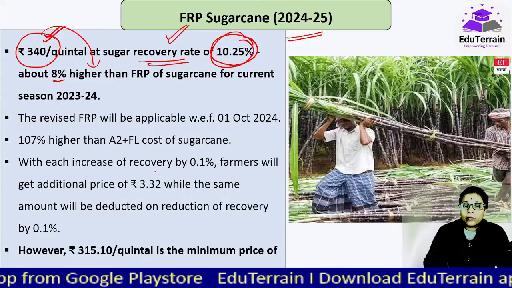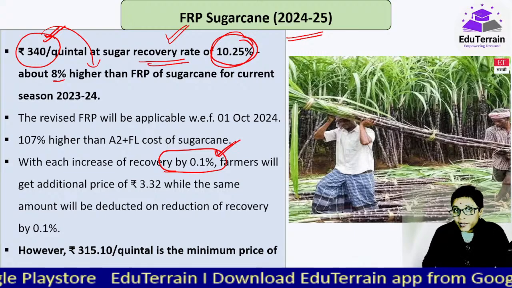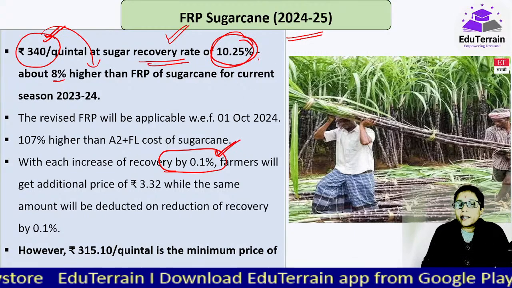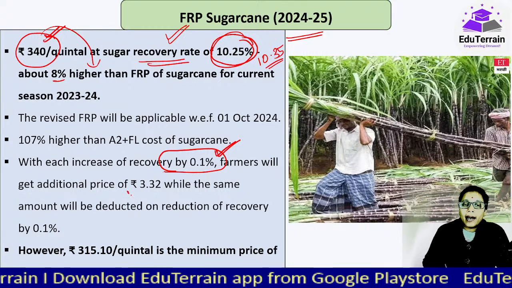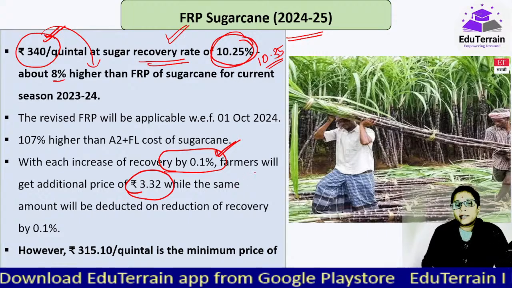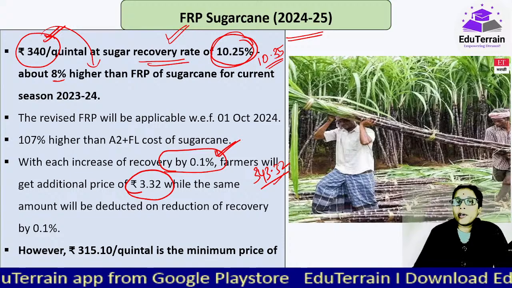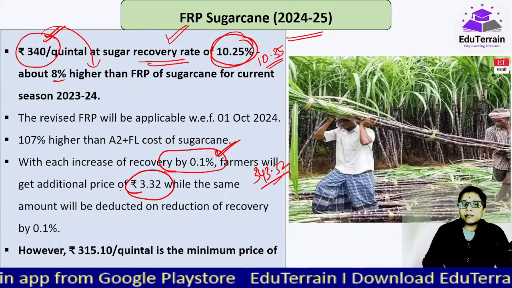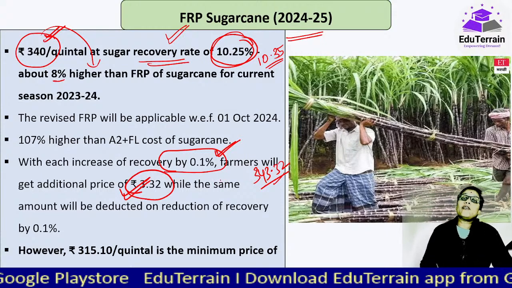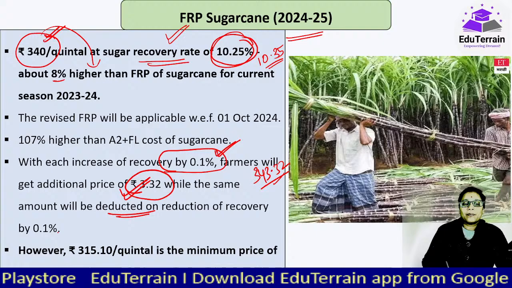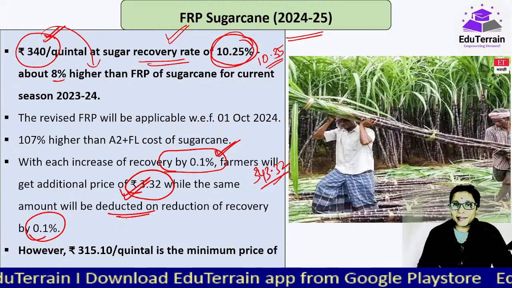Now after which for every increase in the recovery by 0.1%, so instead of 10.25, if the recovery becomes 10.35, then the farmers will get additional price of 3.32, that is 343.32. Likewise for every 0.1% increase they will get an additional 3.32 rupees, and similarly for every decrease of 0.1% again 3.32 amount would be deducted.